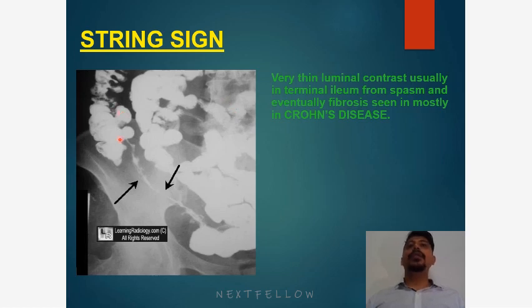String sign. Very thin luminal contrast, usually in the terminal ileum, from spasm and eventually fibrosis, seen in Crohn's disease. This is the terminal ileum, this is the IC junction. Here we can appreciate a string sign of Kantor, as we call it. It is a characteristic feature of Crohn's disease.